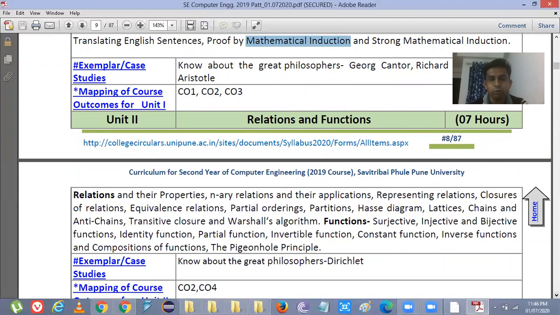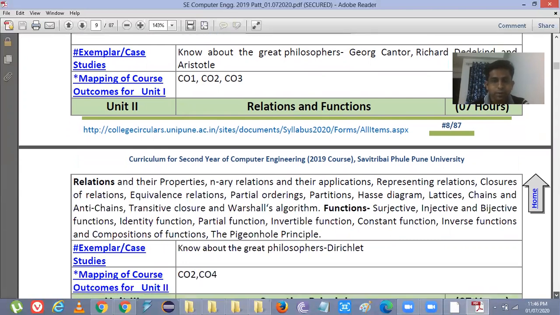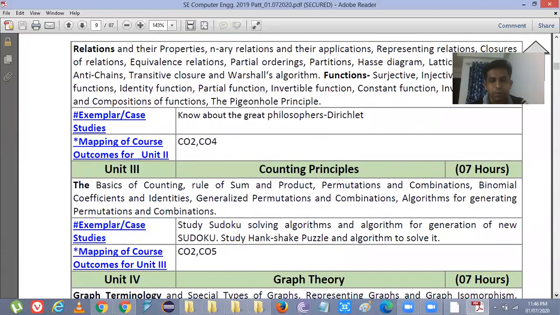In this unit, we need to study relations and functions. Under relations, we need to study the different types of relations, closures of relations, Warshall's algorithm. In functions, we need to study different types of functions, then invertible function, inverse function, the pigeonhole principle. The next unit is the counting principle. Under this unit, we need to study permutation and combination.